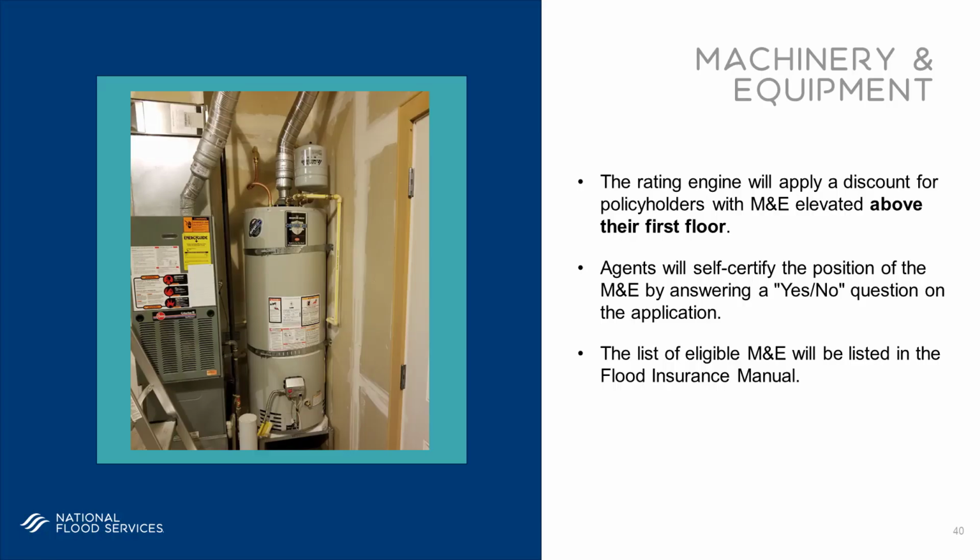It's time to move on to the machinery and equipment mitigation credits. This will apply a credit for the policyholders that have their machinery and equipment elevated above the first floor, regardless if the machinery and equipment is inside or outside of the building. For example, if you have a home that has a basement, you have to make sure that the machinery and equipment is located on the next higher floor. You as agents will certify that the machinery and equipment meets this criteria by answering a yes or no question on the application. The credit is 5% and it is calculated prior to any fees or surcharges.